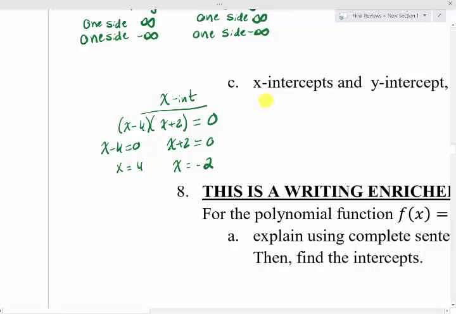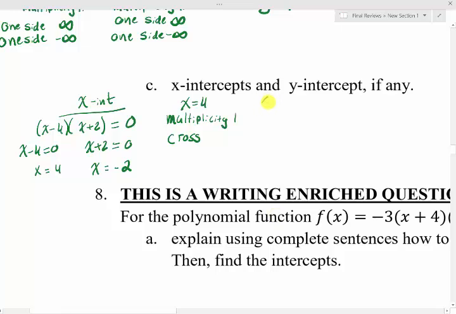So for x equals 4, my multiplicity is 1. Again, we're going to look at the power on that factor. An odd multiplicity for an intercept tells us we're going to be crossing the x-axis. And then for x equals negative 2, we also have a multiplicity of 1. So again, we're going to be crossing the x-axis.